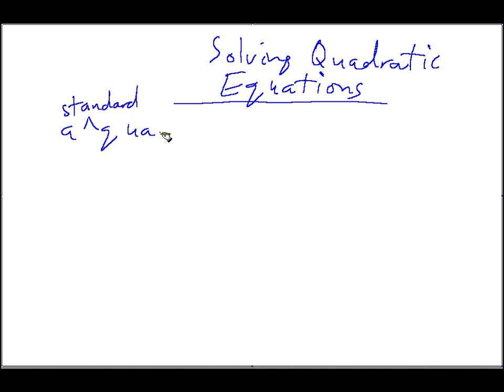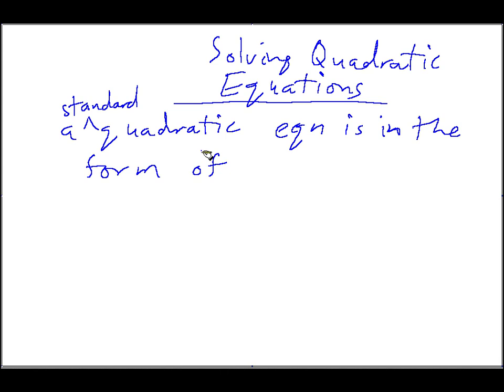A standard quadratic equation is in the form of, all right, so here's the standard form for a quadratic equation: ax squared plus bx plus c equal to 0. All right, so let's look at these types of equations.